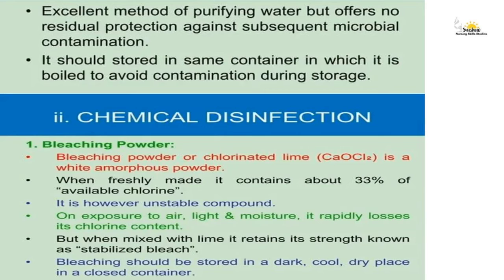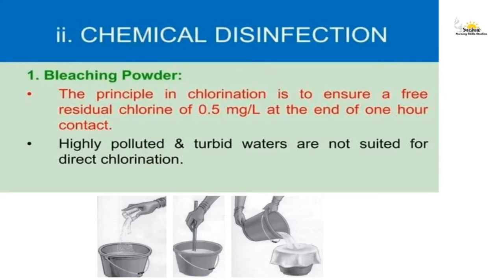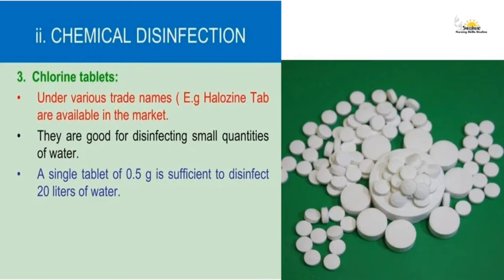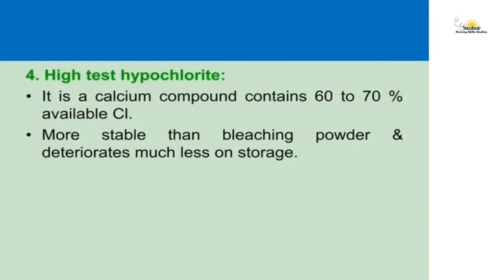Chemical disinfection includes bleaching powder. We use bleaching powder to disinfect the water, and the principle is 0.5 mg per liter, that is, we need to use 0.5 milligrams for a liter of water. Another method under chemical disinfection is adding chlorine solutions. Some chlorine solutions are available in the market, and also tablets, with which we can purify the water, but we have to take complete care and understand the amount of water that has to be purified.